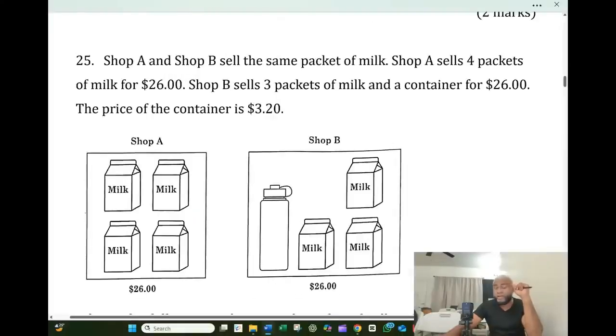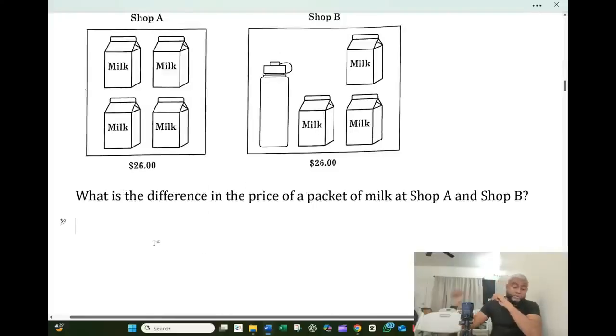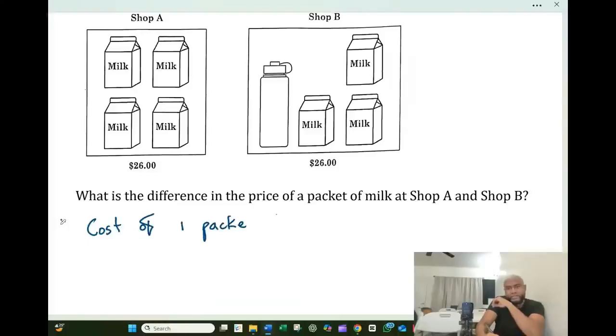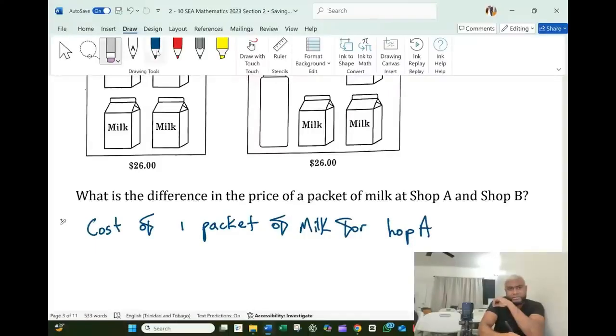So here what I'm going to do is find out the cost of 1 packet of milk in Shop A. That's mission number 1. So we're going to find the cost of 1 packet of milk for Shop A. Let me put it as a capital A.